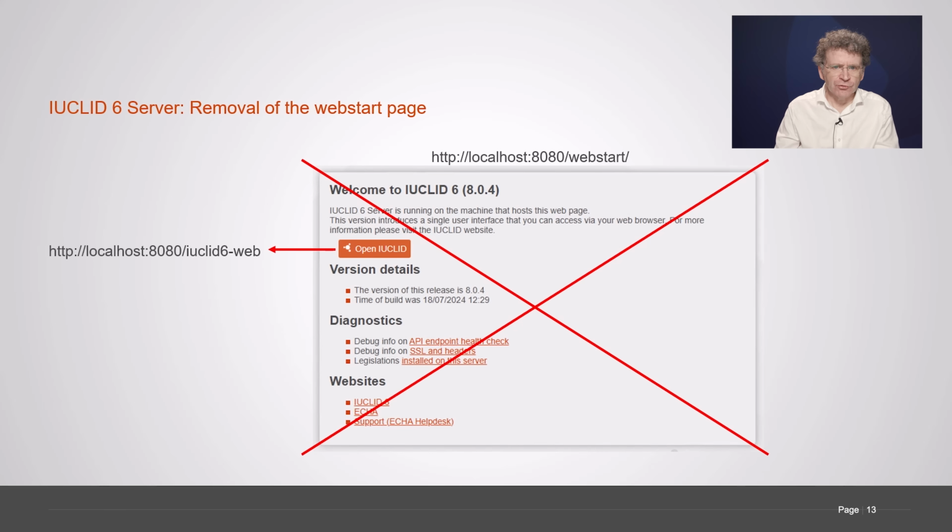Next, we have the removal of the Web Start page. This has been used by system admins to provide users with access to the Euclid 6 server. Due to the technical upgrades, it is no longer available and references to it should be removed. The address of the Euclid interface, which was linked from this button here, has not changed. It is the host address followed by the path as indicated here, Euclid 6-web. The hyphen is the same character as a minus sign.